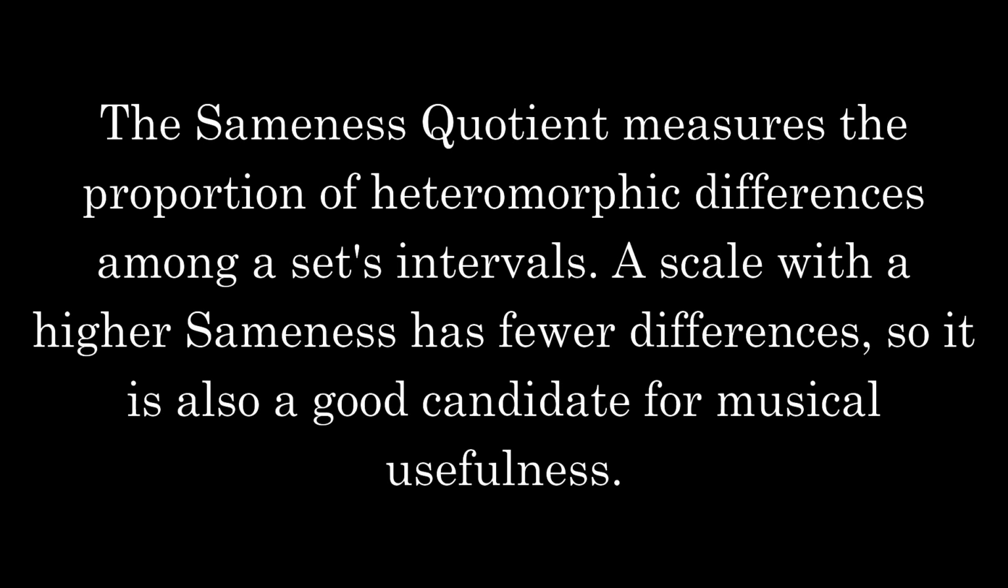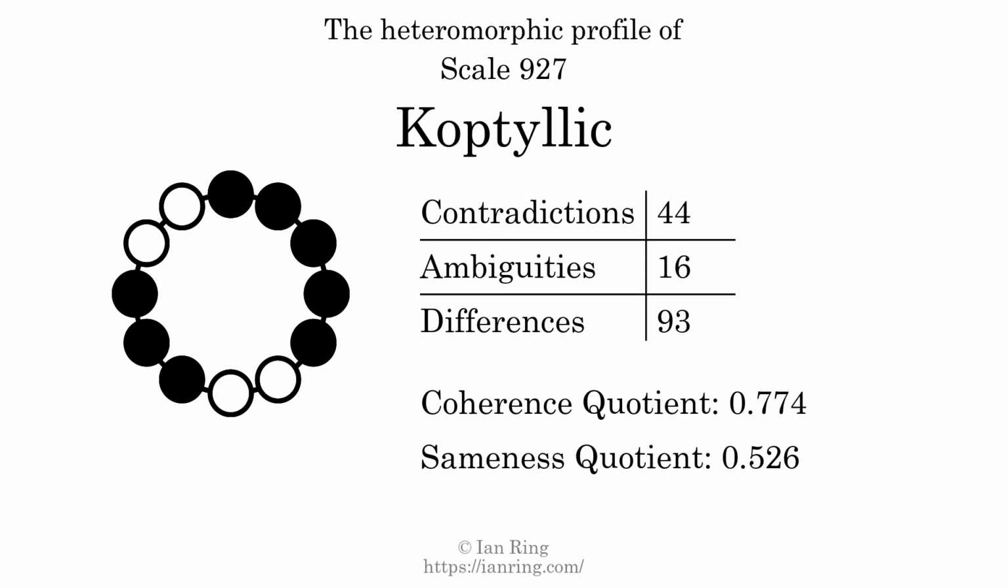The sameness quotient measures the proportion of heteromorphic differences among a set's intervals. A scale with a higher sameness has fewer differences, so it is also a good candidate for musical usefulness. The sameness quotient is 0.526.